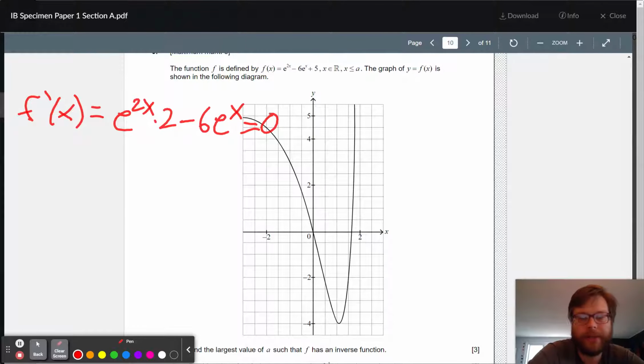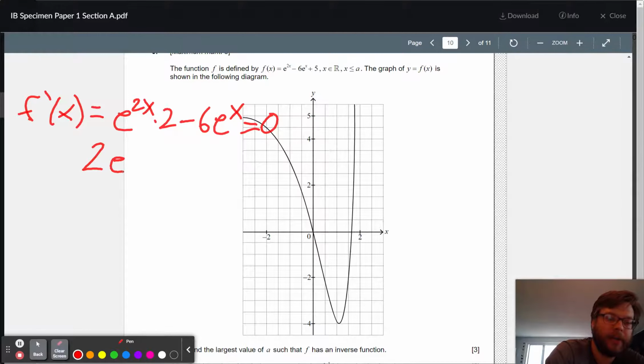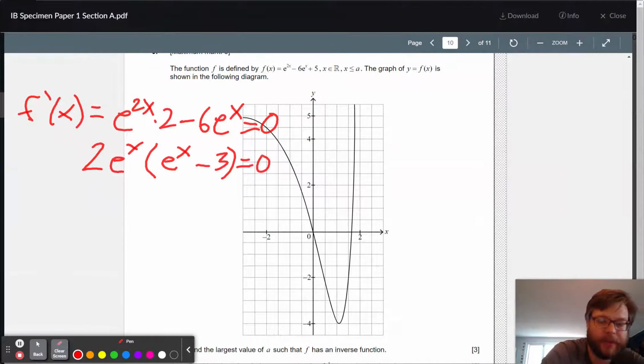Then you can factor out from both of those terms. They're both even, and they both have an e to the x. The first term would be multiplied by another e to the x. The second term would be multiplied by a 3. So now we factored it. Now we can use the zero product property.